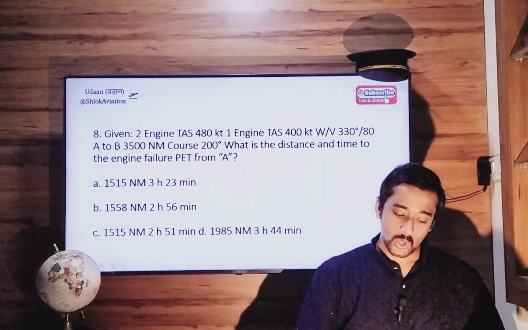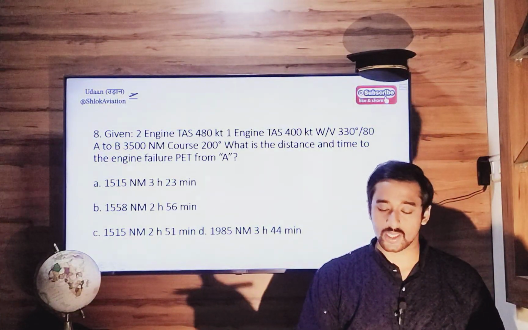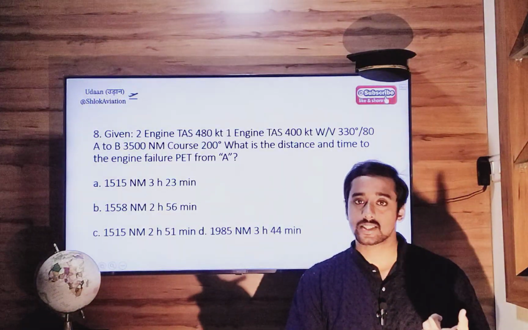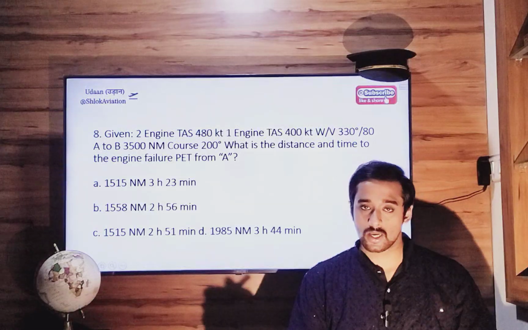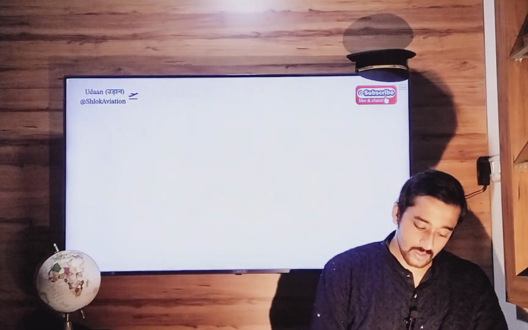Question 8. Two engine TAS, one engine TAS, winds, A to B distance, course given. Now here we will have to find ground speed using your CX3. Direct wind component is not given to us. But otherwise the logic, the concept remains the same.